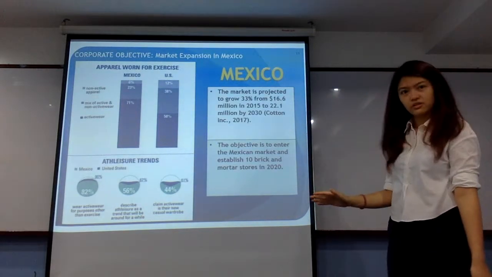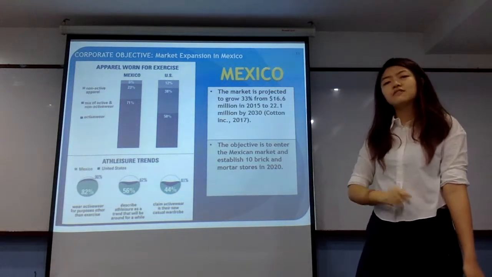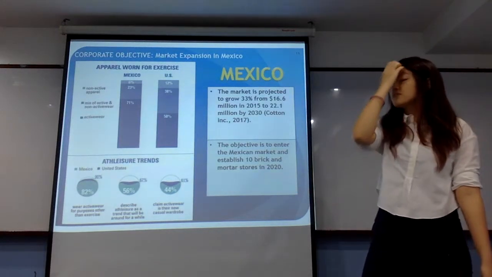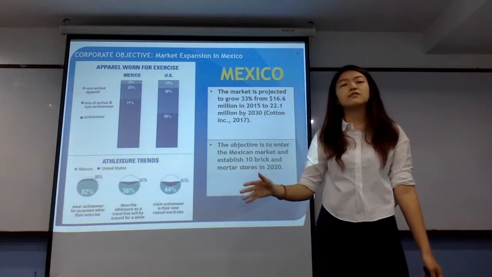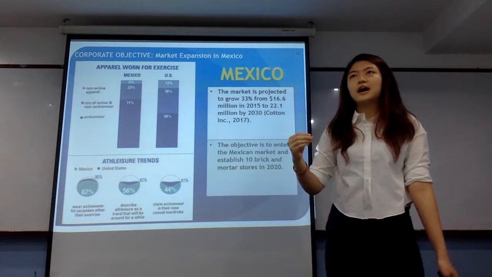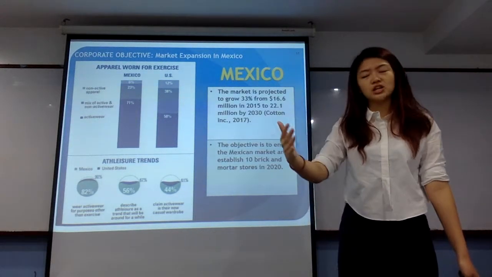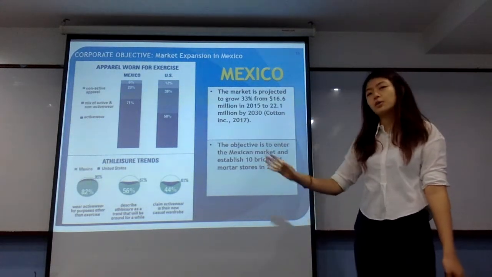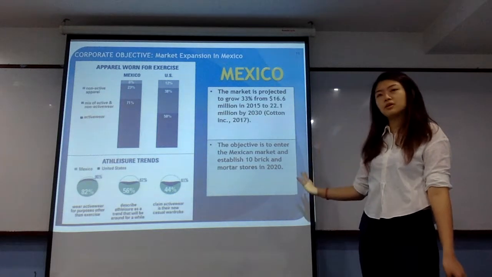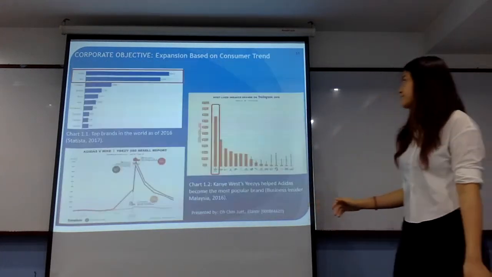Our objective in the Mexican market, because it is such a new market for Sports Direct to penetrate, is to start slow and open 10 brick and mortar stores by 2020.